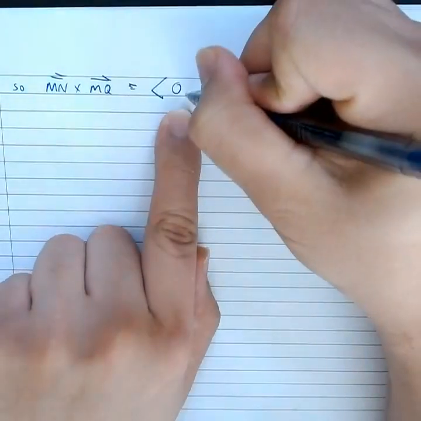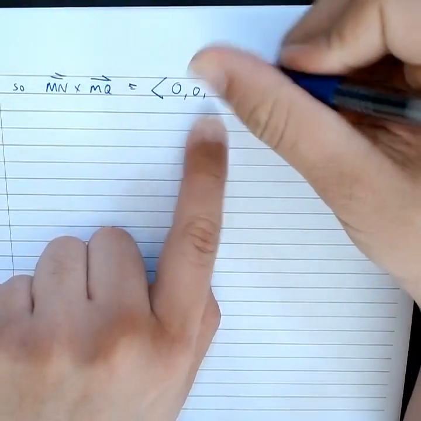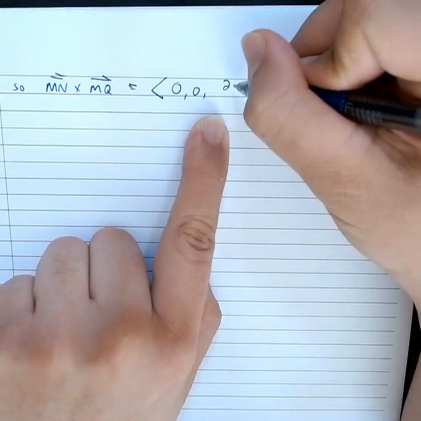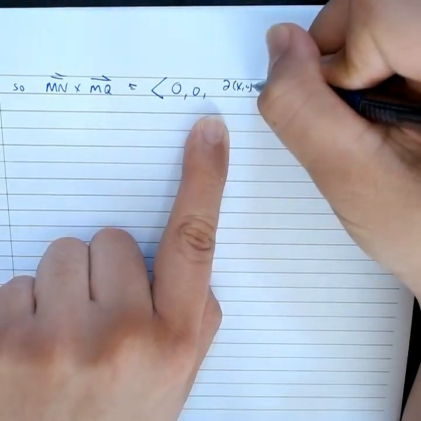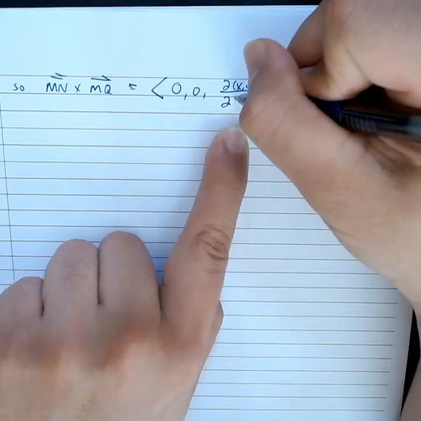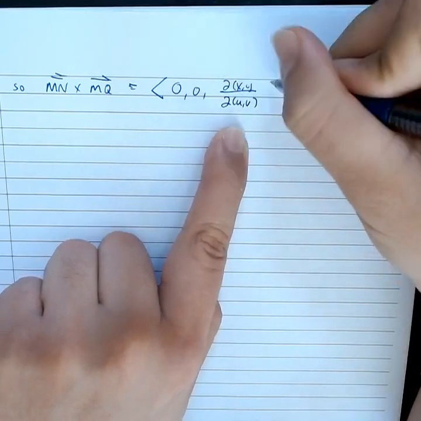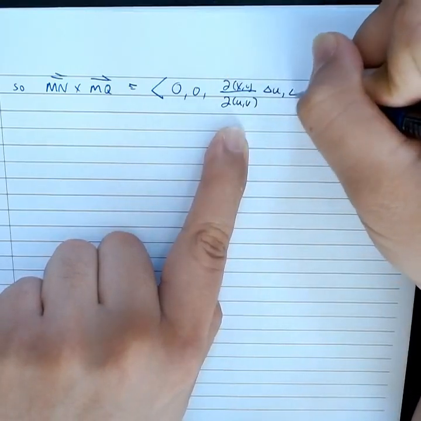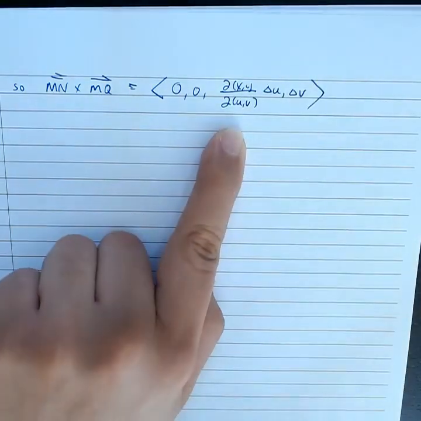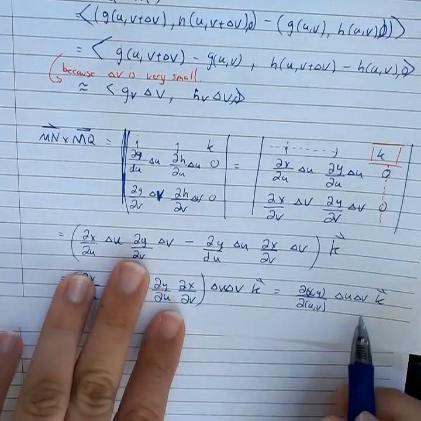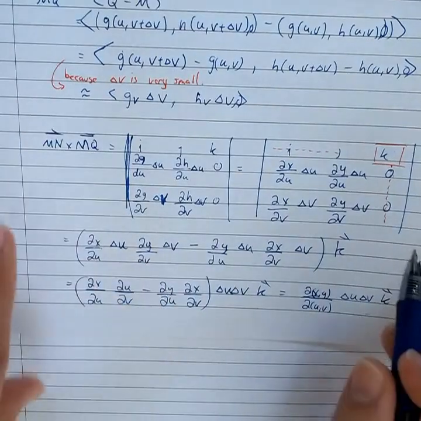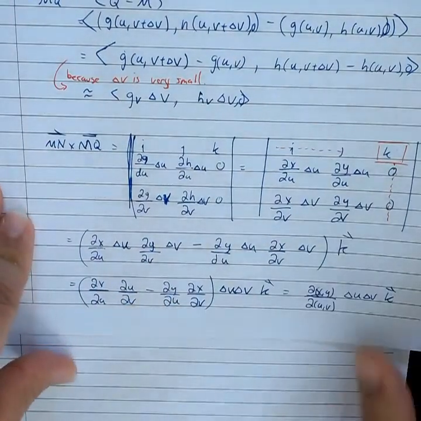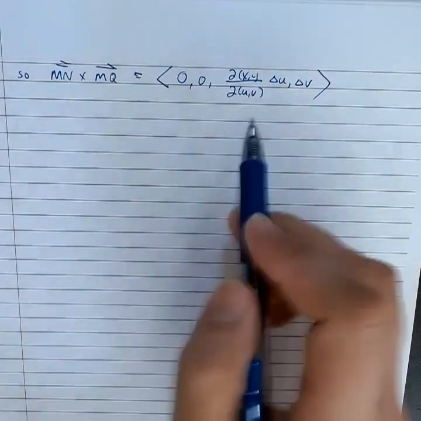I'm going to write this as 0, comma 0, comma the Jacobian of xy with respect to uv times delta u delta v. Right? That's what this k is telling us over here. That's only the third component. But our first and second components weren't there, so they must be zeros.